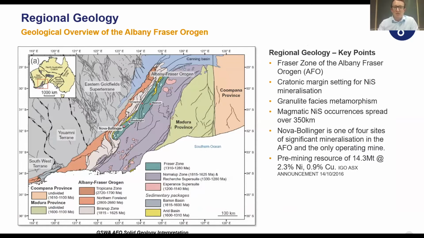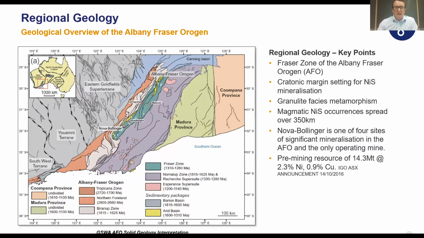So the Albany Fraser Orogen is a Paleoproterozoic to Mesoproterozoic belt located along the southeastern margin of the Yilgarn Craton, which is shown there in grey. The Fraser zone outlined in dark green there consists of voluminous gabbroic sills and granitic intrusions, which have been placed into a sedimentary basin called the Snowy Stand Formation. And that emplacement has driven high-grade upper amphibolite to granulite facies metamorphism across the belt.